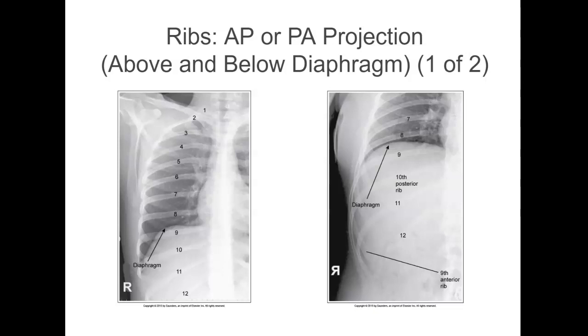In the AP projection, you want to see clearly demonstrated 1st through 10th posterior ribs from both sides, demonstrated in their entirety for ribs above the diaphragm. For ribs below the diaphragm, you want to see the 8th through 12th posterior ribs on both sides in their entirety. For a unilateral examination, the ribs for the opposite side may not be visualized entirely.